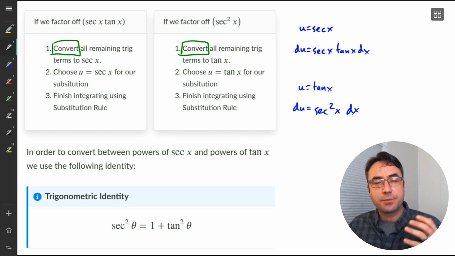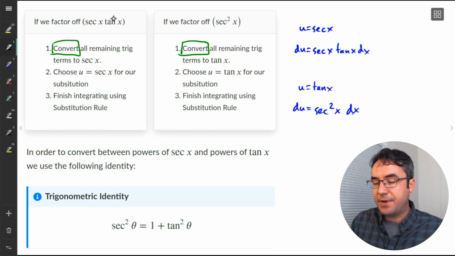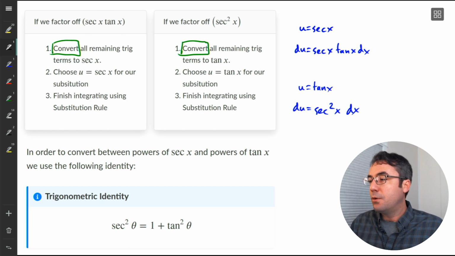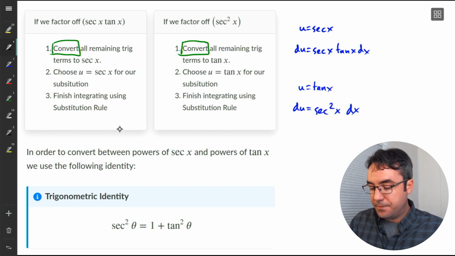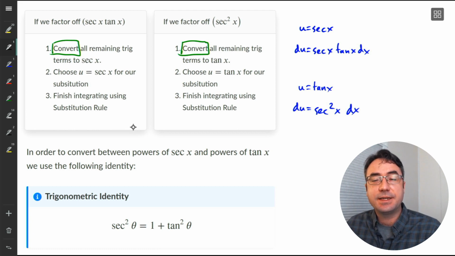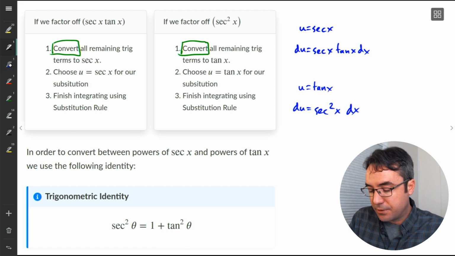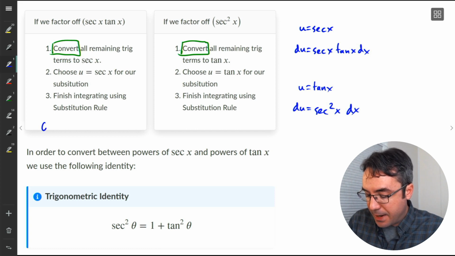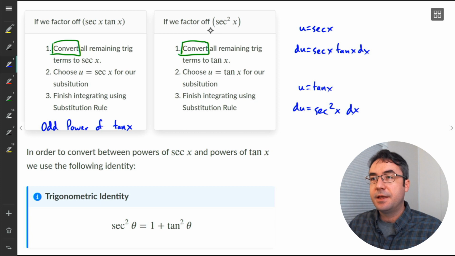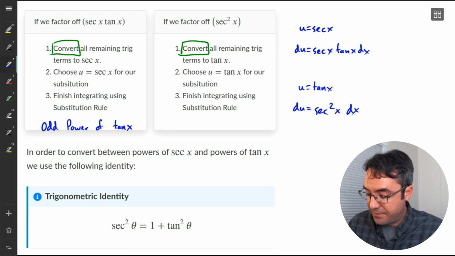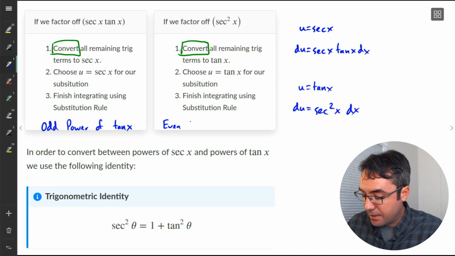So the main thing is when we're presented with our integral, we want to try to factor off either a secant times tan, or we want to factor off a secant squared. This first option here, factoring off secant times tan, generally works if we have an odd power of tangent. And if we're going to factor off a secant squared, well, that one has an even power of secant, so we need to have an even power of secant in our integral.